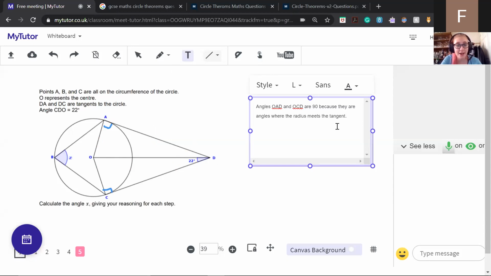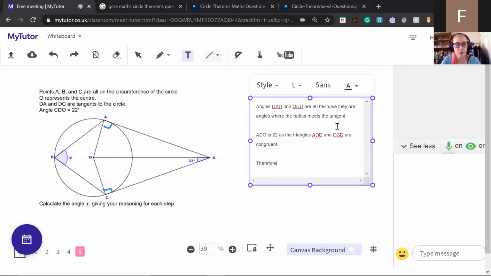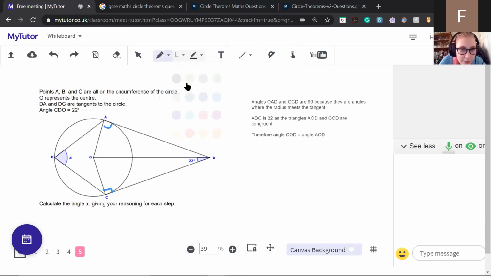So we can say ADO is 22 as the triangles AOD and OCD are congruent. You might have to explain that a bit more, but I'm going through it a bit more quickly. Therefore, angle COD equals angle AOD. So here I'm talking about this angle and this angle.